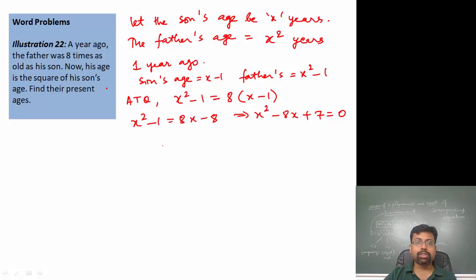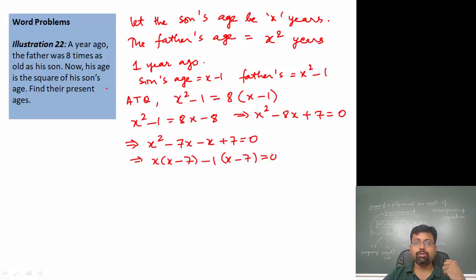Now this equation can be solved in many ways, by the quadratic formula or by the method of factorization. So you have x square minus 7x minus x plus 7 is equal to 0, which implies x common x minus 7 minus 1, x minus 7 is equal to 0. You get x minus 1 into x minus 7 is equal to 0. Therefore, x equal to 1 or x equal to 7.